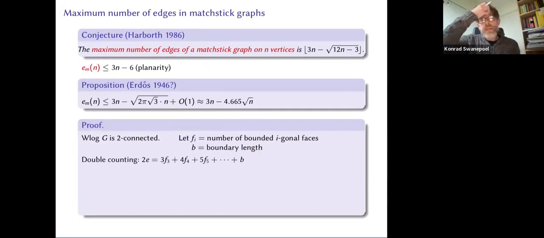Then if you do double counting, I don't know if you've seen this before, should I explain this? 2 times the number of edges is equal to 3 times the number of triangles plus 4 times the number of quadrilaterals and so on. You don't have to believe me. Here's a proof. This is not completely two connected, but it works in any case. For each edge, there are two faces on both sides of it, and I end up counting all the edges twice. The number of triangles is counted 3 times, the number of quadrilaterals is counted 4 times, and the outer boundary is also counted.